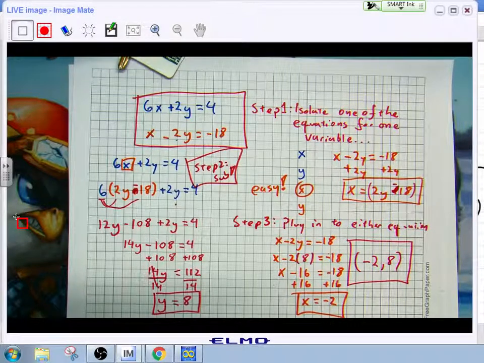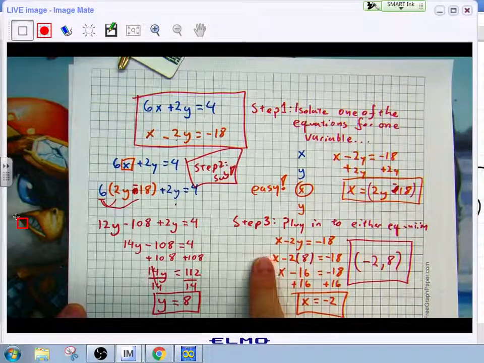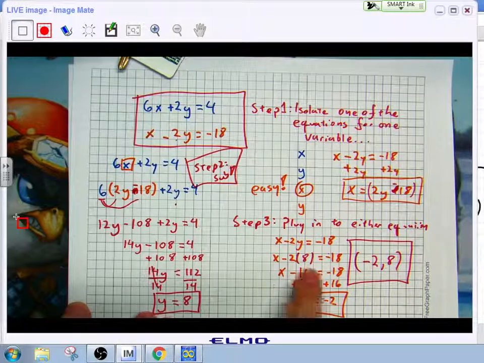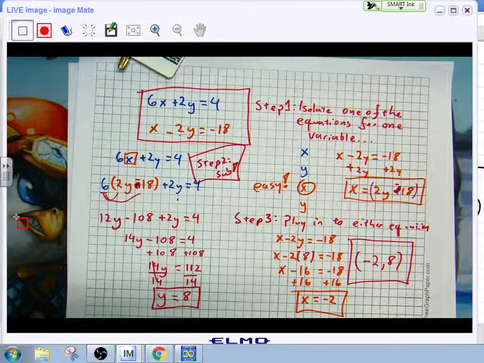Yeah? How'd you get for y on step 3, 8? Oh wait, is it from y equals 8? Yeah, we know y equals 8, so I just plugged the 8 in for the y. It's just another step of substitution. Okay? Just another step of substitution. Cool. Any other questions on these?